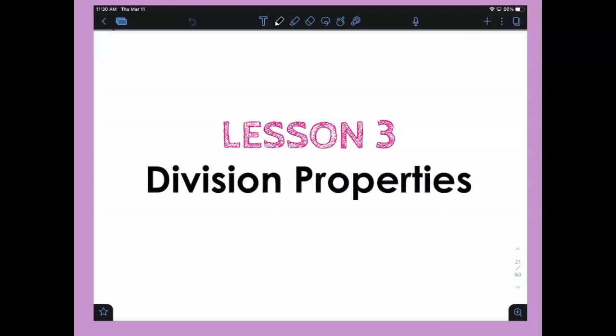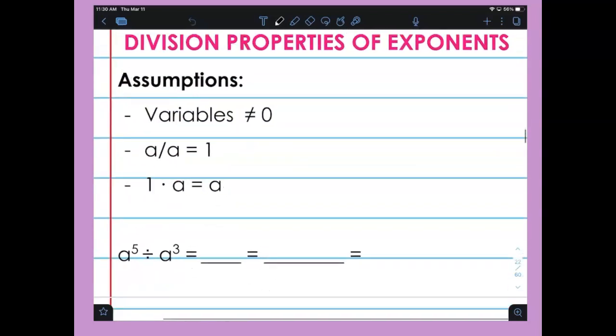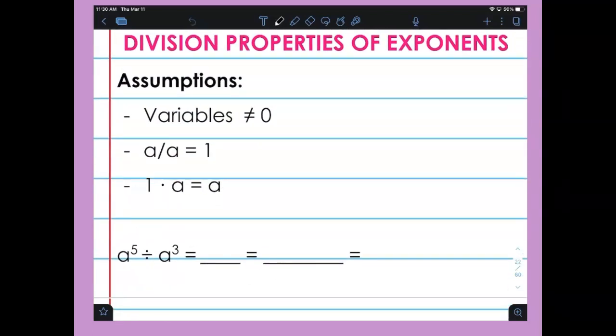Hello, in this lesson we are going to go over the division properties of exponents. A couple of things we need to make some assumptions about. We're assuming that in all of these problems the variables are not 0, because that would cause a lot of errors. Also, anything divided by itself is 1, and anything times 1 is itself. So 1 times 5 is 5, 100 times 1 is 100, 1 times a is a.